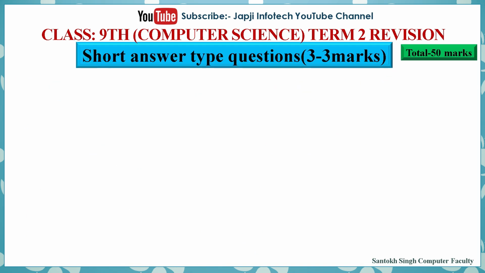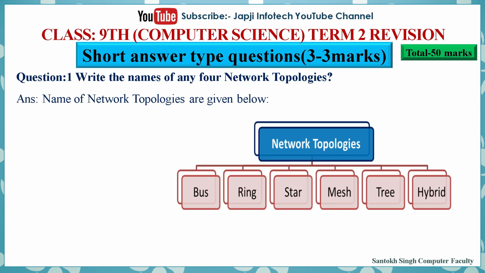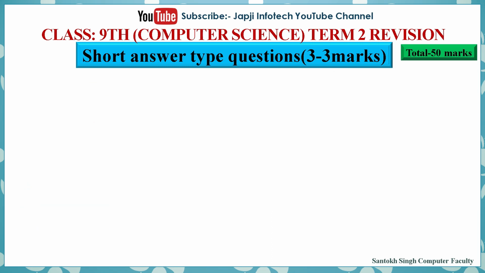So now we will learn about short answer type questions. So each question is carrying 1 marks each. The first question is write the name of any 4 network topologies. And the answer is name of network topologies are given below. The first one is bus topology, second one is star topology, third one is ring topology, fourth one is mesh topology, fifth one is tree topology, and sixth one is hybrid topology.